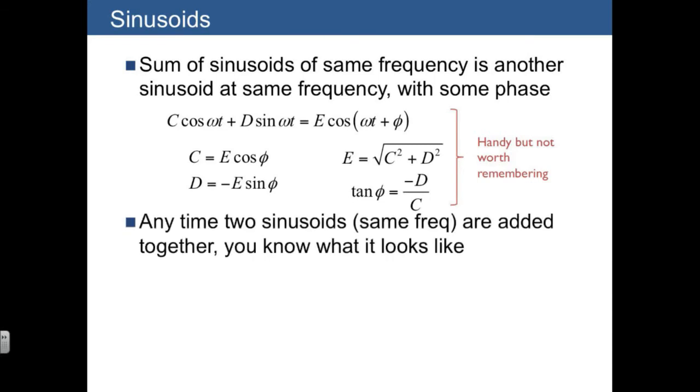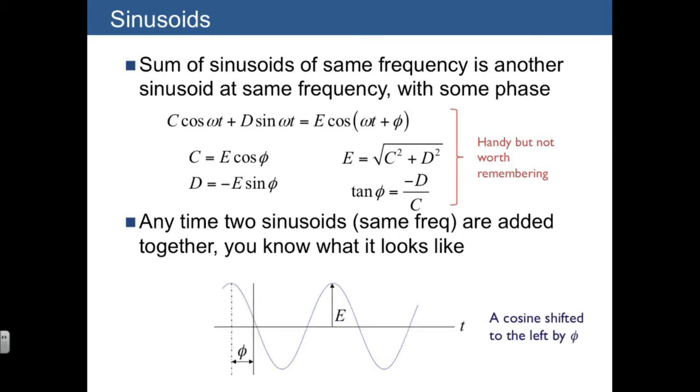Anytime you add two sinusoids of the same frequency, you know what it's going to look like. It's going to be, again, another sinusoid. It's going to be the same frequency as whatever you started with. So the amplitude E, or the height E, is going to be different generally from what you started with. And also, there's going to be some phase shift phi. Also, I want to point out that when we write omega t plus phi for the cosine, this is equivalent to shifting the cosine to the left by an amount phi.